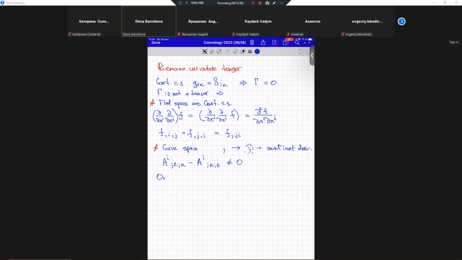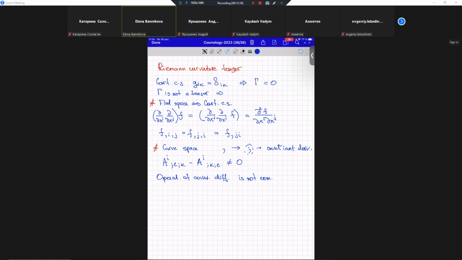The operation of covariant differentiation is not commutative. And if we consider this operation, we will see how in this case we obtain the Riemann curvature tensor. Let's do it now.